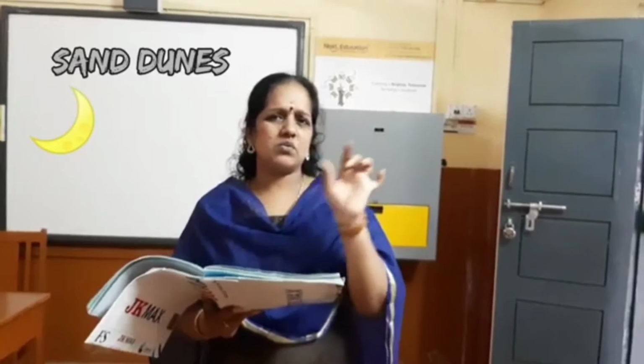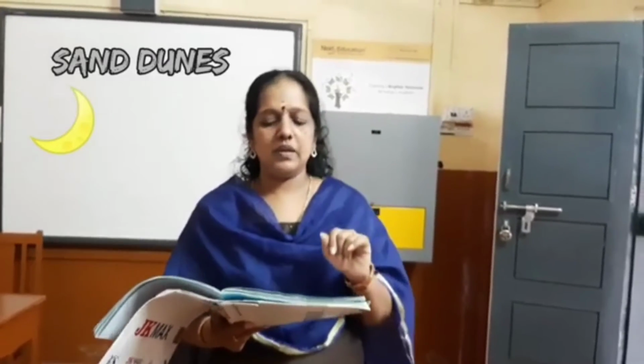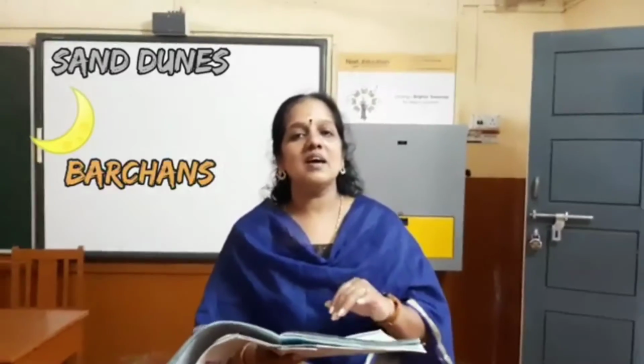Then sand dunes formed in the desert are a result of this deposition by wind. Such sand dunes are commonly formed in crescent shape. Crescent shape means what? Ardha Chandra. And such landforms are called barchans.